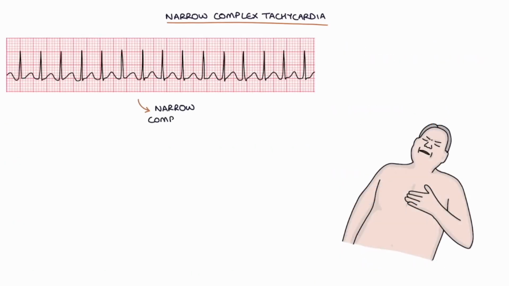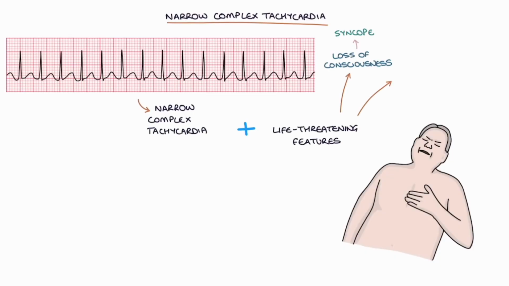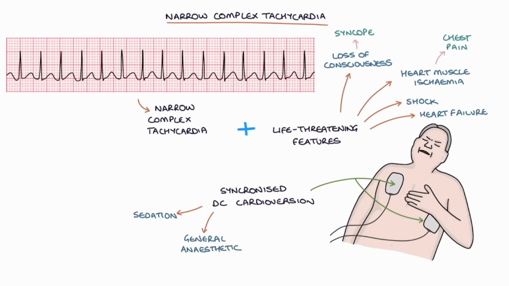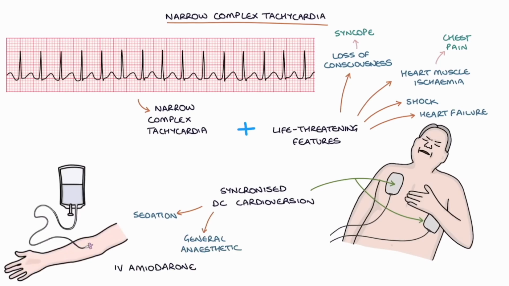Patients with a narrow complex tachycardia with life-threatening features, such as loss of consciousness or syncope, heart muscle ischemia, for example with chest pain, shock, or severe heart failure, are treated with synchronized DC cardioversion under sedation or a general anesthetic. Intravenous amiodarone is added if the initial DC shocks are unsuccessful.